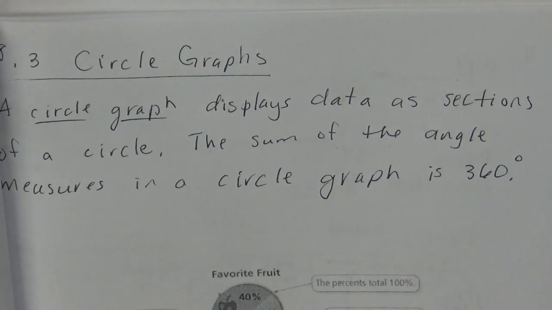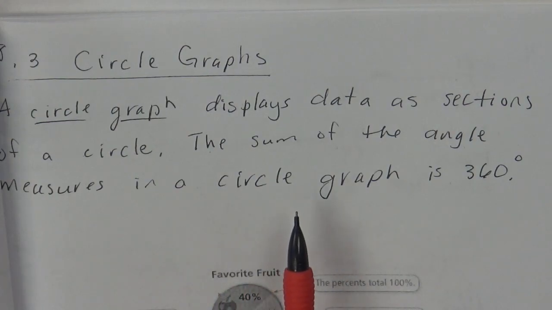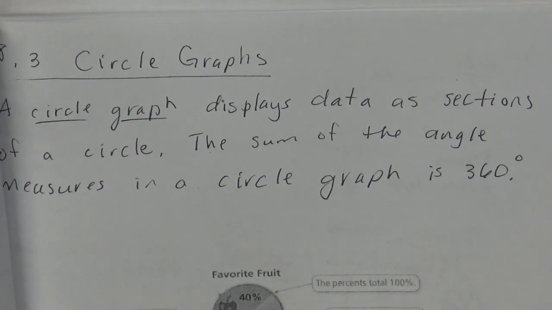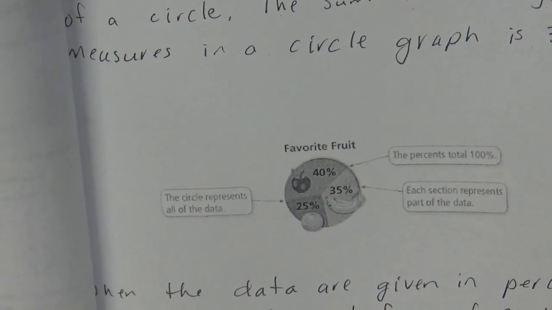Our notes state that a circle graph displays data as sections of a circle. The sum of the angle measures in a circle graph is 360 degrees. Now that's true for any circle. Any circle, the sum of the angle measures is always 360 degrees. So we'll have to use that information for some of the exercises that we're doing.